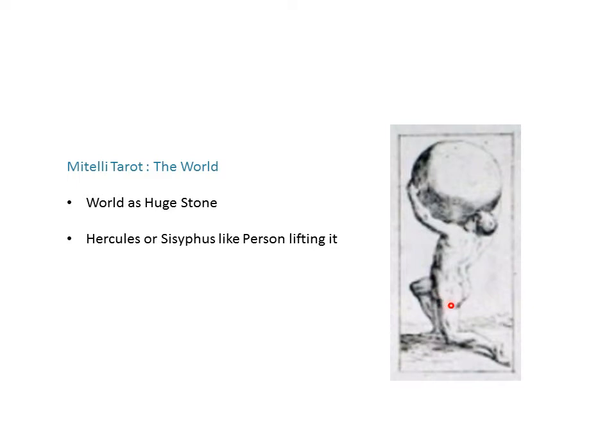In the next card, which is the only one I could find on the internet, we have the Etteilla Tarot of the world. And we have a kind of Hercules or Sisyphean character holding a stone. Now, it's kind of like Atlas. This reminds me a lot of Atlas, the myth of Atlas, but it could be Hercules or Sisyphus as well.